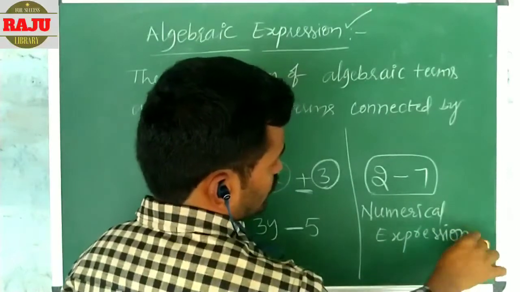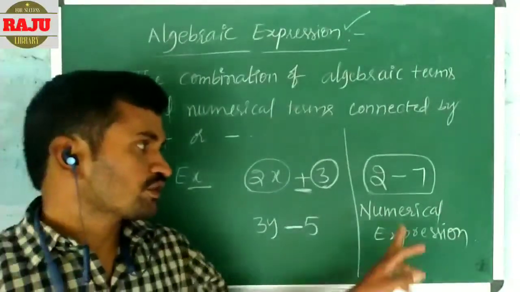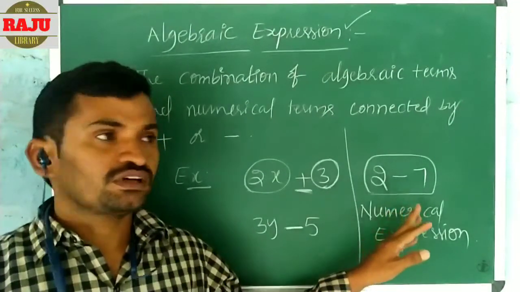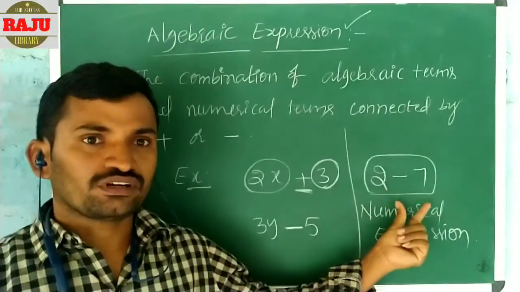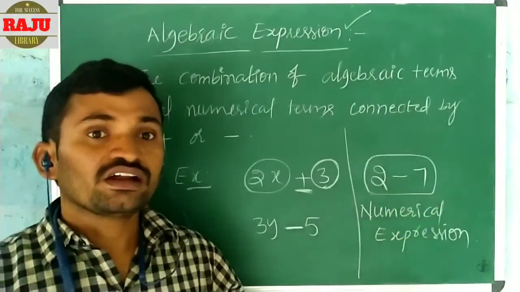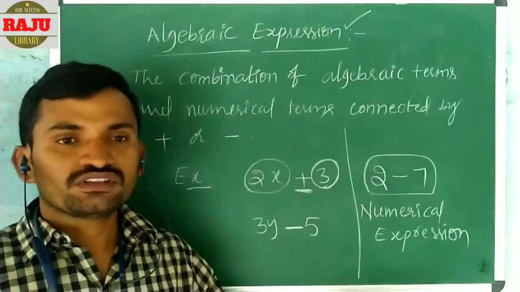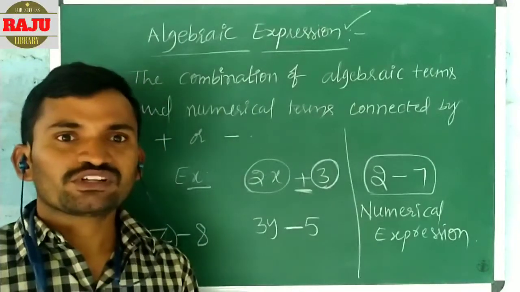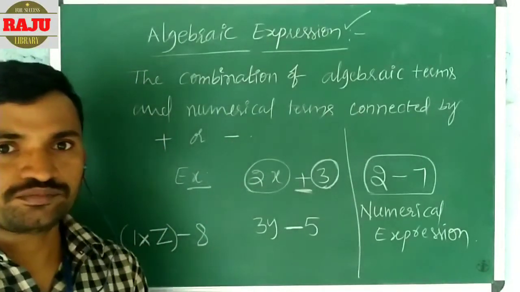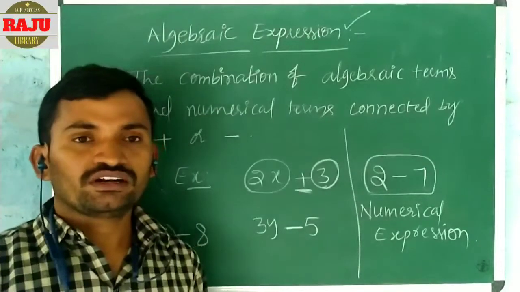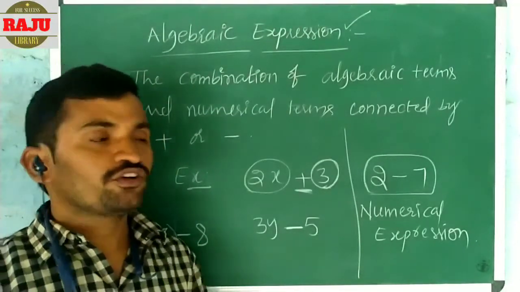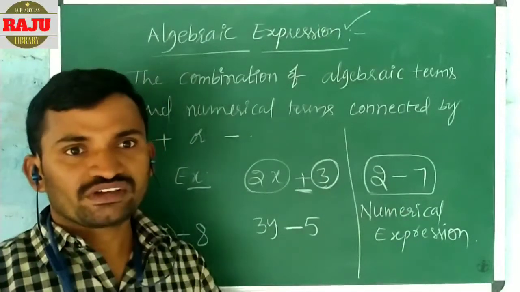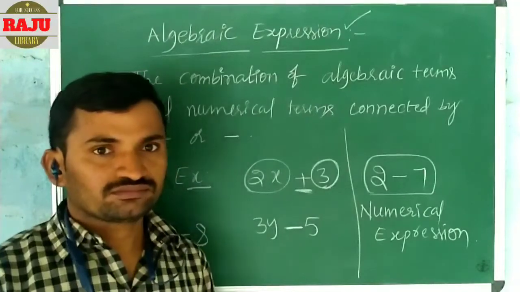So this is very important. You have to remember. Without any algebraic terms or without any variables, an expression is there. This expression, see, 2 minus 7 is a numerical expression because there is no variable, there is no algebraic term. Algebraic expression means it must contain at least one algebraic term. Numerical expression means no need of algebraic terms. Only constants will be there. 2 minus 7. It is a numerical expression.